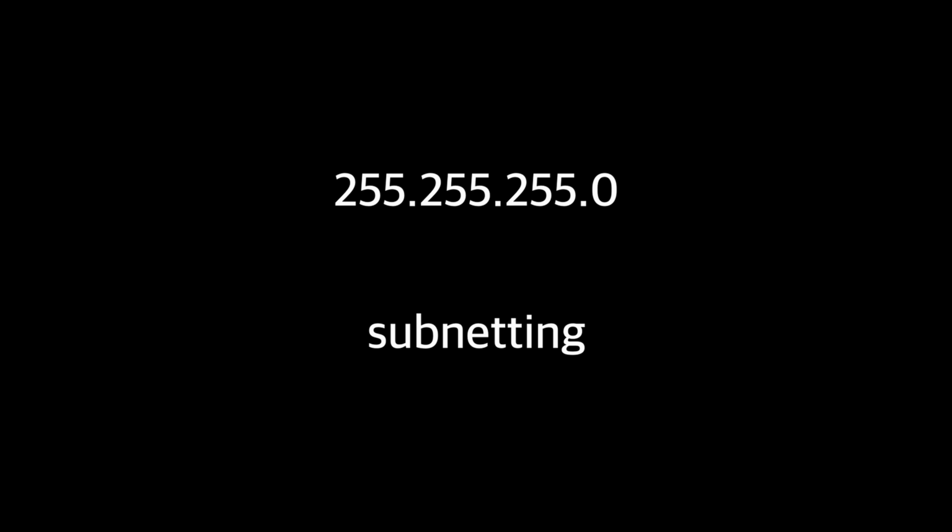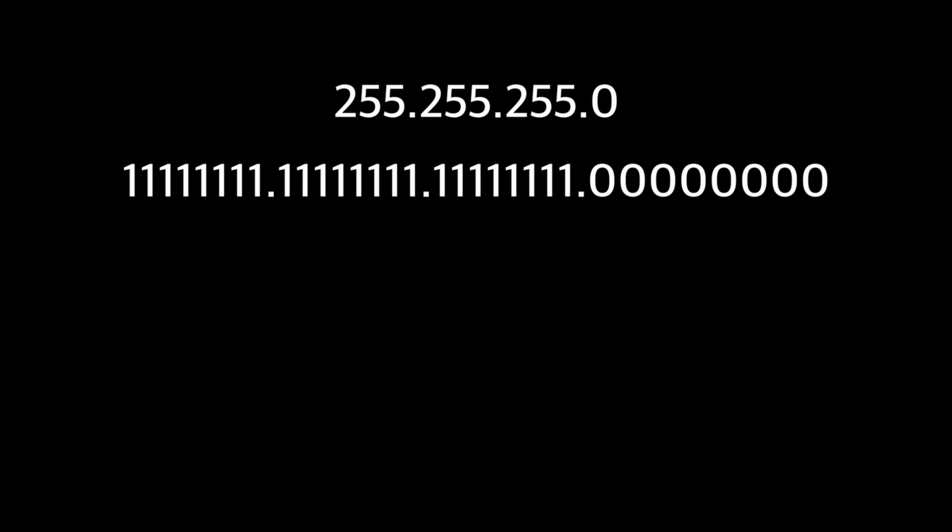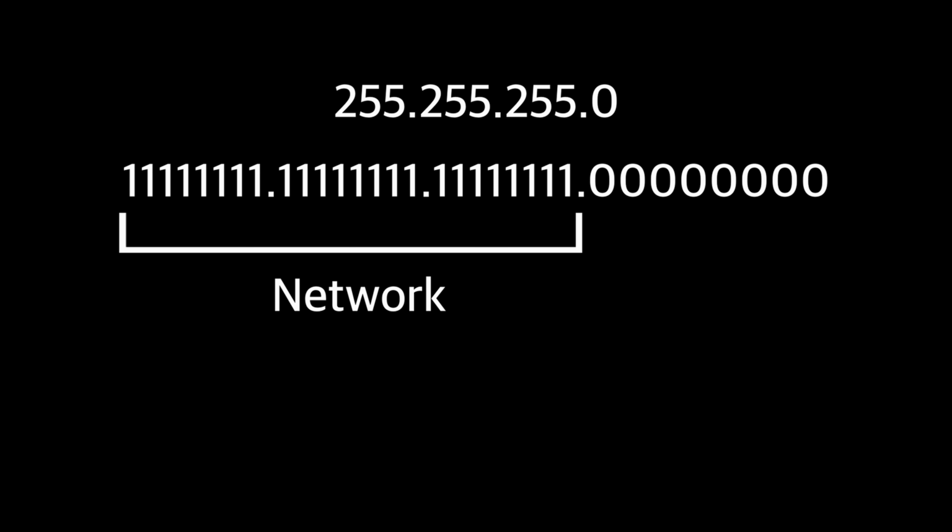We can adjust the subnet mask and borrow bits from the host portion of the mask and give it to the network portion. So here we have a mask of 255.255.255.0, which is what we're all used to seeing. In binary, that equates to 8 ones in the first 3 octets and 8 zeros in the 4th octet. The zeros are the host portion of the subnet mask and the ones are the network portion.